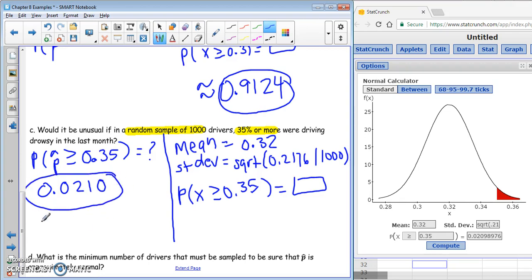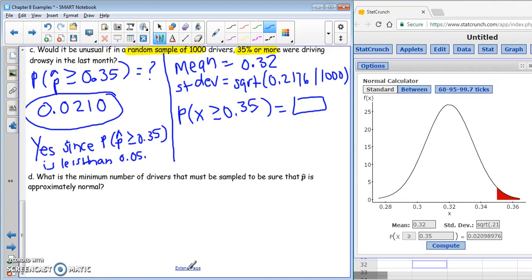And would that be unusual? So yes, since our probability here, right, is less than 0.05, right?